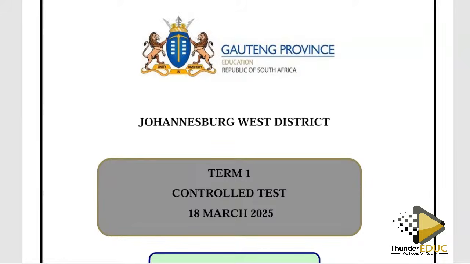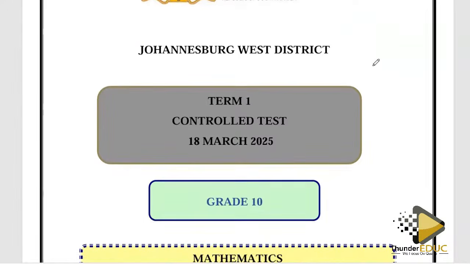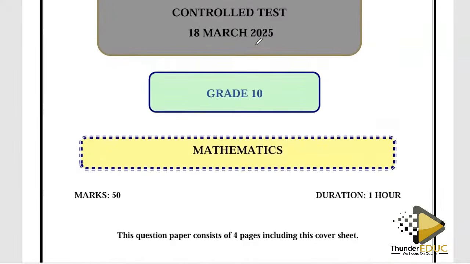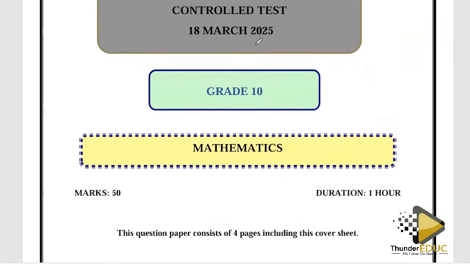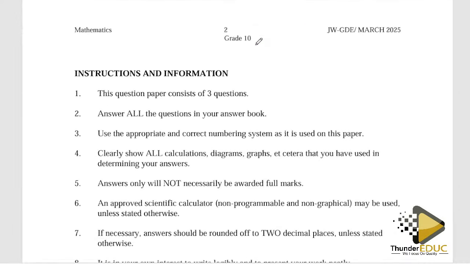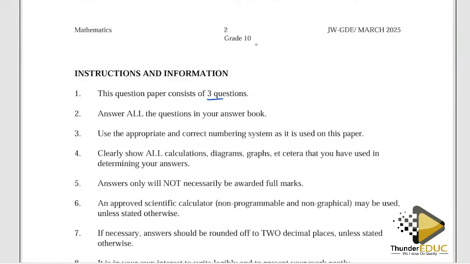Grade 10 mathematics term 1 test. Okay, so this paper is from Johannesburg West District, the best district so far. Looking at the instructions, we're going to have 50 marks, 1 hour. It has only 3 questions, and you have to answer in the answer book.